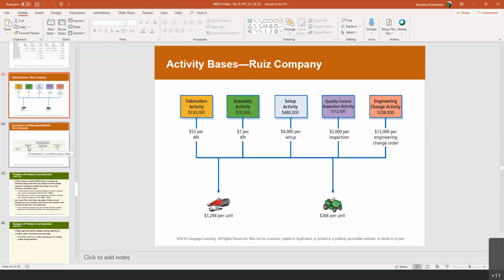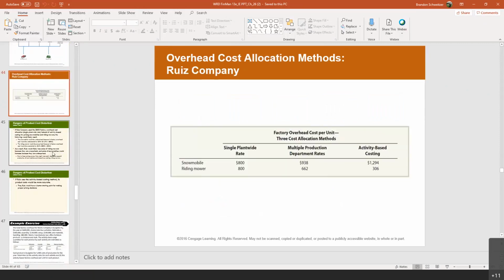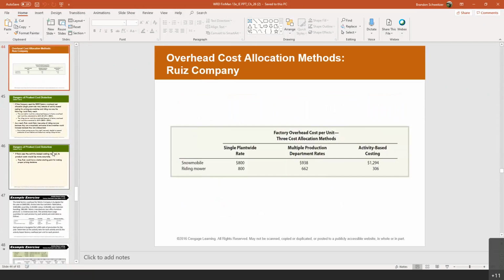And here's how it looks graphically based off of each activity. As we said, each activity has their own activity rate. And then you add up each respective activity rate to get the total amount per product. This is a comparison of how it looks.